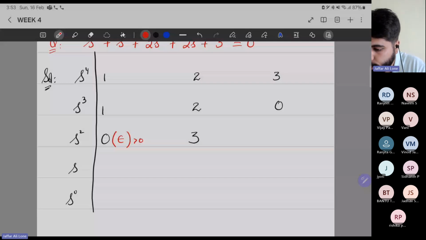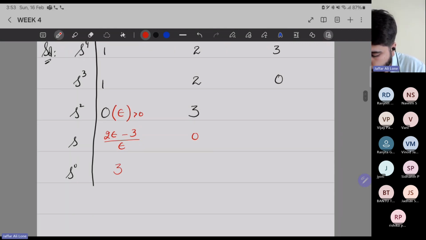So then if we proceed, what will we get? We get this S will be 2 epsilon minus 3 divided by epsilon. And here it will be 0. Similarly, S will be 2 epsilon minus 3 divided by epsilon into 3 minus epsilon into 0 divided by this. So it will be 3. I hope this is clear.